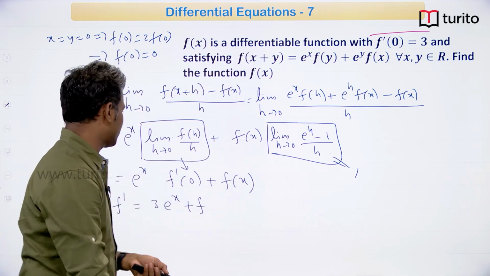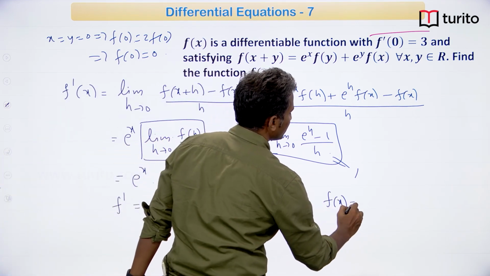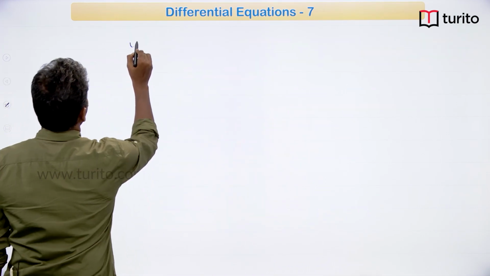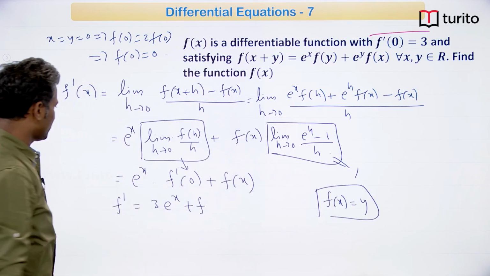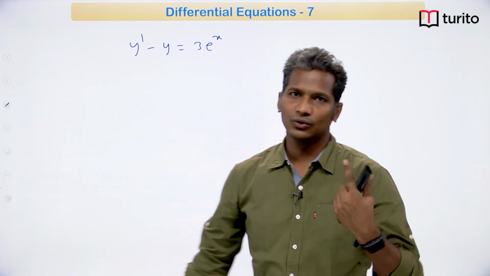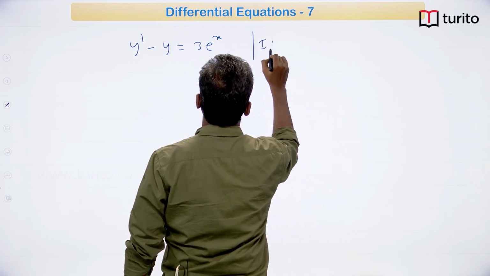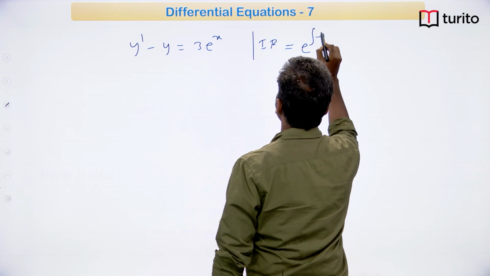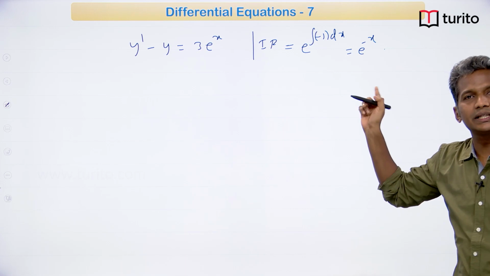Now, let us solve this. So, I will take f of x as y. Which means this equation will become y dash minus y equal to 3 into e raised to x. I have taken f to the LHS. Now, this is a linear differential equation. You know the method. We have to go for the integrating factor. So, what is the integrating factor here? It is e raised to integral of minus 1 dx. This will give us e raised to minus x.